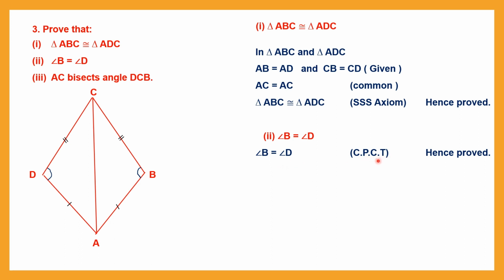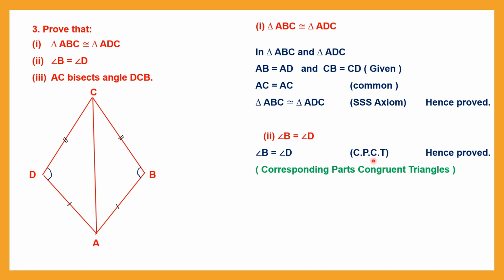CPCT. What does that mean? CPCT means corresponding parts of congruent triangles are equal. Remember, we learned in the beginning, when two triangles are congruent, their sides are all equal and their angles are also equal, the corresponding angles. So here angle B will be equal to angle D because these two triangles are congruent and corresponding parts of congruent triangles are equal. Hence, we have proved it.